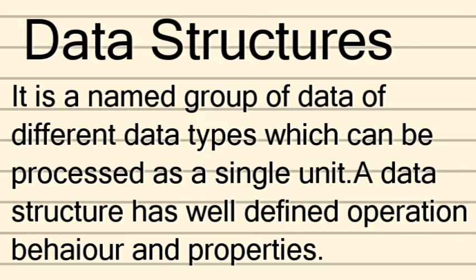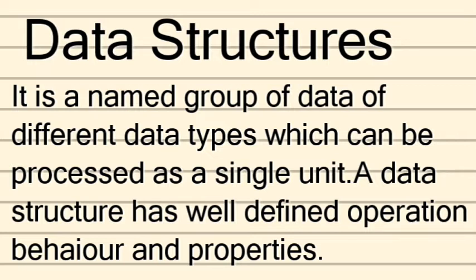Now when we are talking about programming, what does a data structure mean? A data structure is a named group of data of different data types which can be processed as a single unit. A data structure has well-defined operations, behaviors and properties. So we are going to use different data types in one single unit, that is called a data structure.